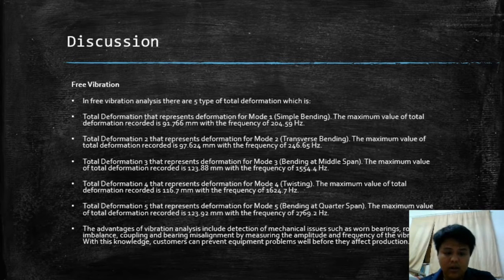Total deformation 4 represents deformation for mode 4, which is twisting. The maximum value of total deformation recorded is 116.7 mm with the frequency of 1624.7 Hz. The last, total deformation 5, represents deformation for mode 5, which is bending at quarter span. The maximum value of the total deformation is recorded at 123.92 mm with the frequency of 2769.2 Hz.